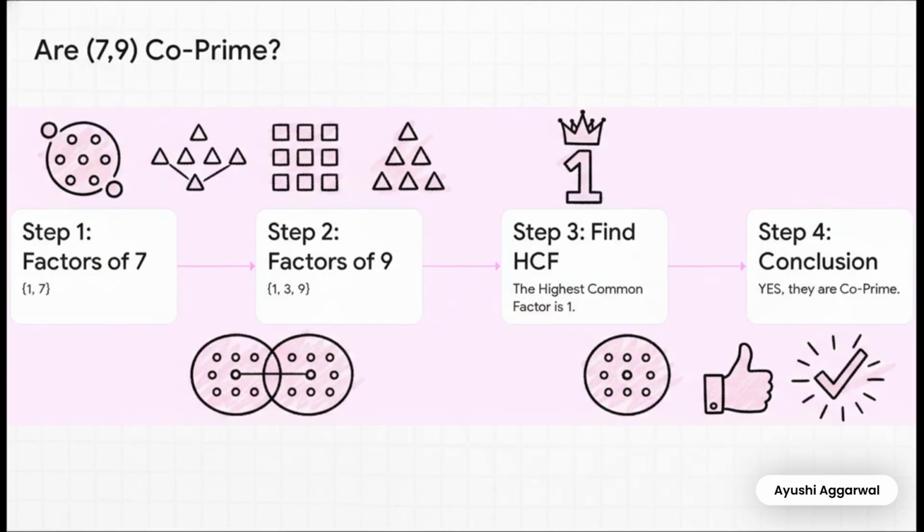Let's walk through an example together. Let's ask, are 7 and 9 coprime? Okay, step 1. What are the factors of 7? Just 1 and 7. Simple. Step 2. What about the factors of 9? That's 1, 3, and 9. Now for the final step, step 3. Look at both lists. What's the highest common factor? It's just 1, right? So our conclusion is yes, they are absolutely coprime. This is exactly how you should break it down in the exam.